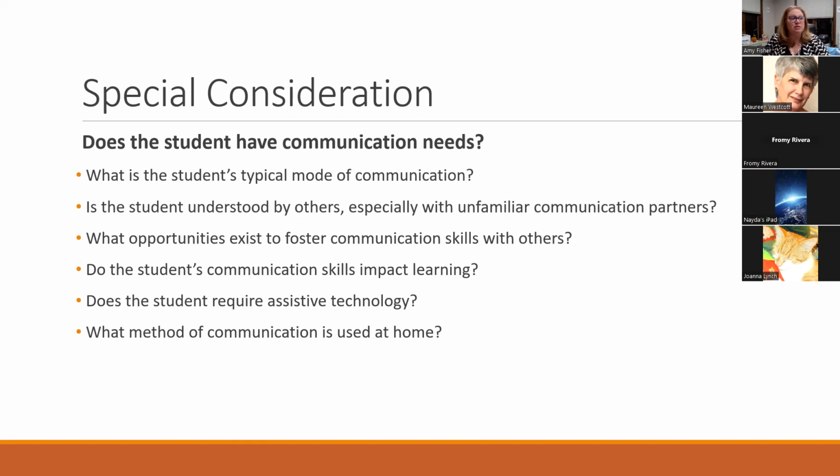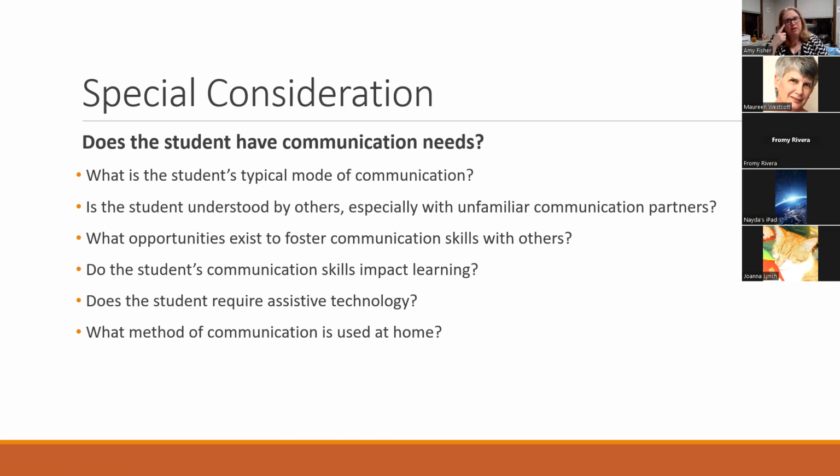What opportunities exist to foster communication skills with others? So if you have a student who has limited verbal skills, are they still having opportunities to be with their peers who are talking, who have higher levels of verbal skills?